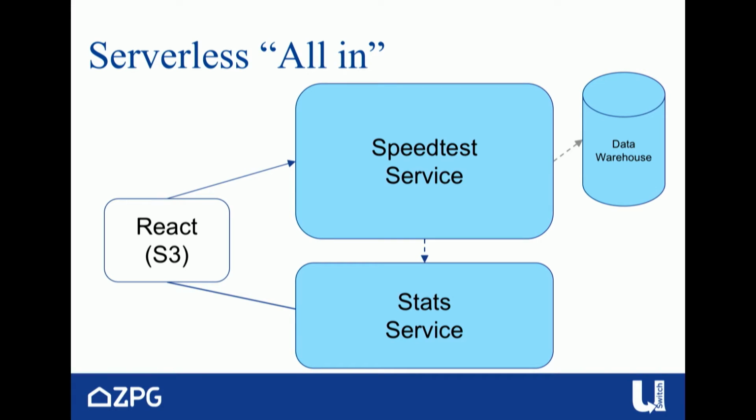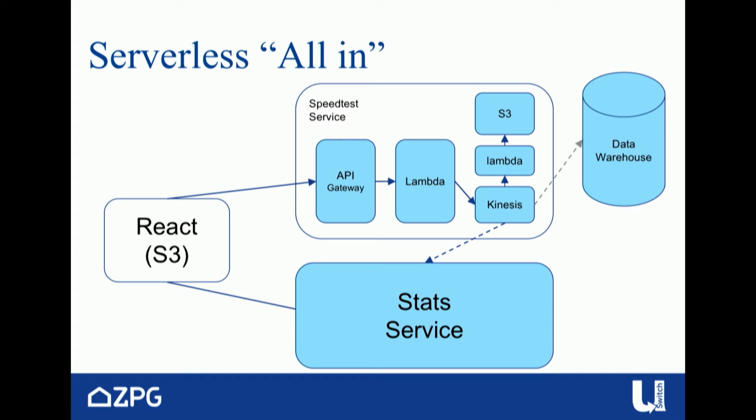serverless approach. We started with putting a single-page app on an S3 bucket. This is a great pattern. It's simple and reliable if it suits your needs. The speed test service validates and stores the speed tests. The pattern here is using the API Gateway to route requests through to a Lambda function.